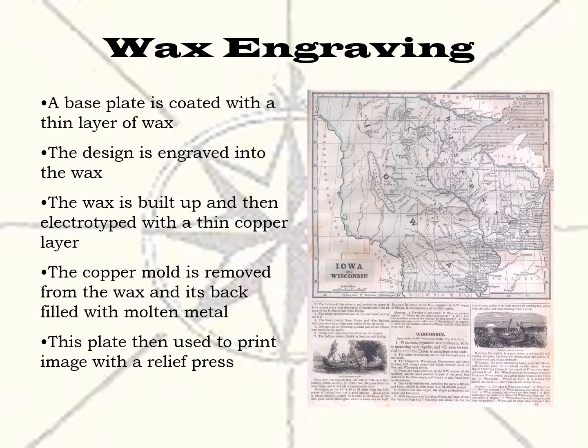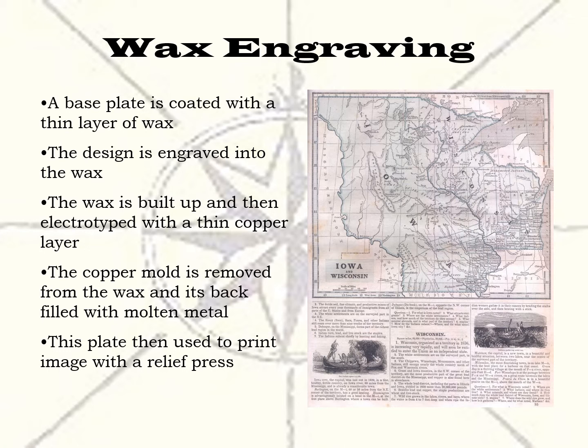To create a wax engraving, first a metal plate is heated and coated with a thin layer of a wax composition. The image is then transferred to the wax, and then the engraver works on the wax surface to cut out the design using burins, needles, and other tools, as well as sometimes typeface. Once the image is cut into the wax, the raised surface is built up to a higher level, and then the surface is electrotyped with a thin copper shell over the wax.